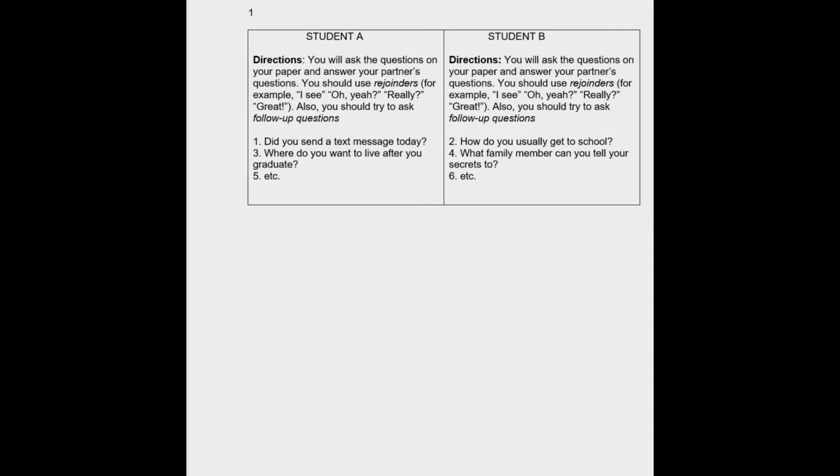Yes, dividing the questions up for student A and student B works really well. But they don't get a form like this with both student A and B on the same page, right? Right, they can't see each other's page. And in a lesson before I do this the first time with the class, I have them practice rejoinders or listening expressions like "I see" and "that's nice" and "oh yeah" and "really." And also they practice some follow-up questions.